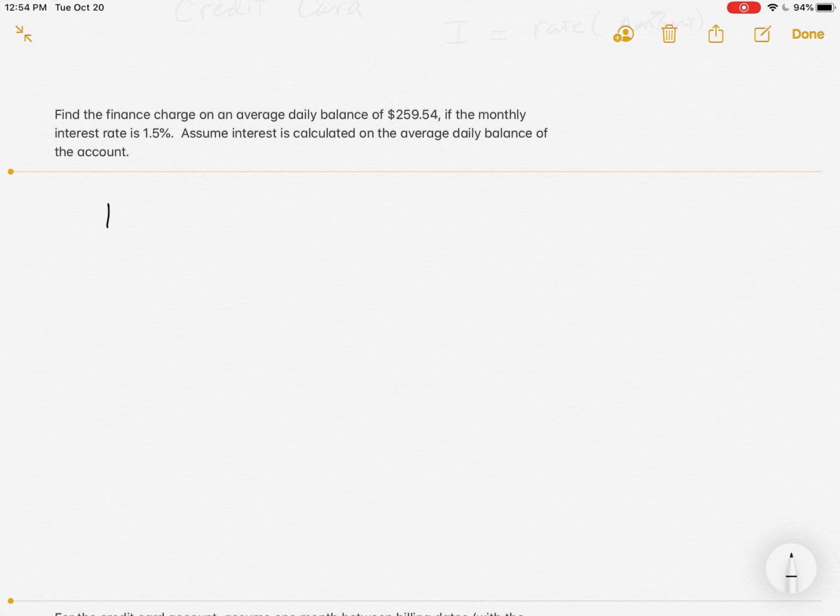And so the interest that's accrued is simply the interest rate, remembering to change it to be a real number. That's 1.5% written as its decimal equivalent, times the average daily balance. That is how we're going to answer this first, second, and third question. Just a familiarity with the process. So we take 0.015, multiply by 259.54, and we come out with $3 and 89 cents. Sorry for the hesitation there.